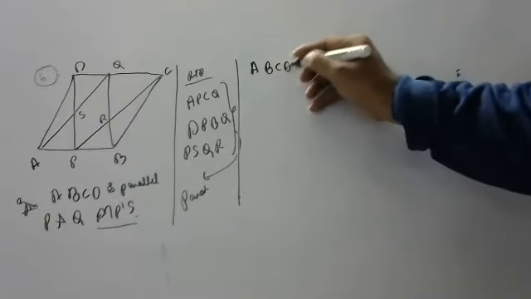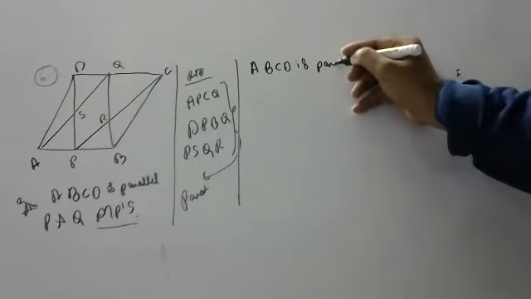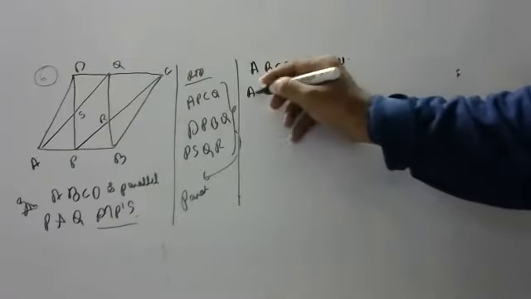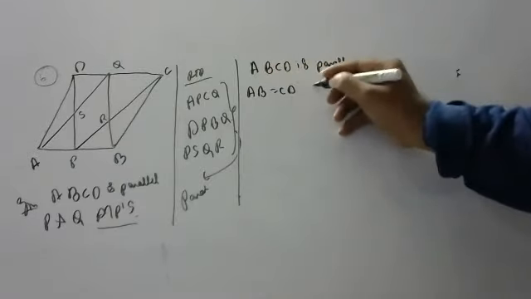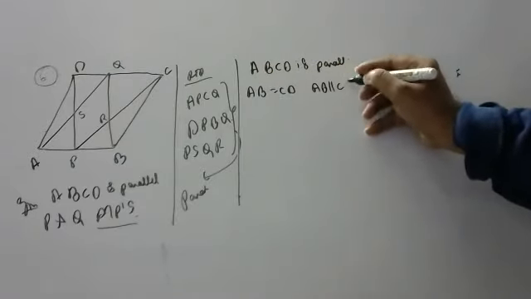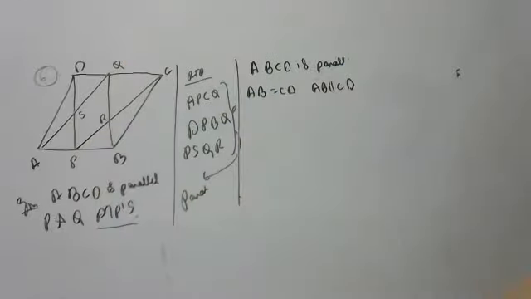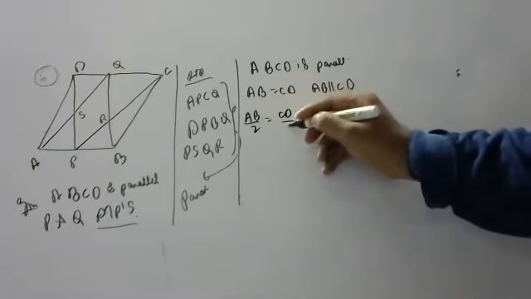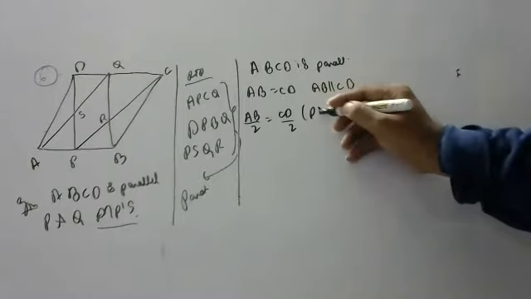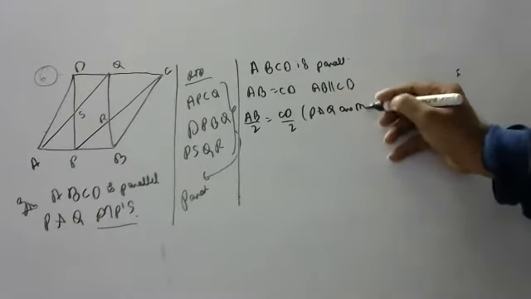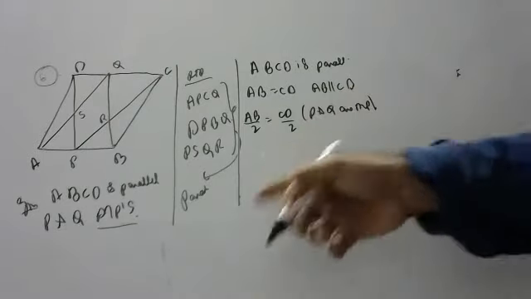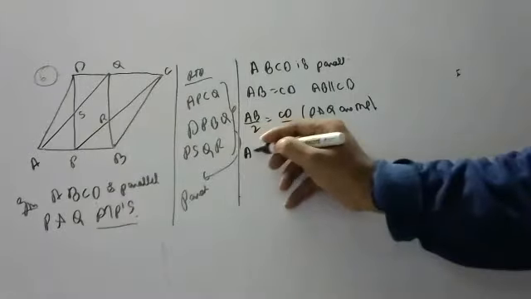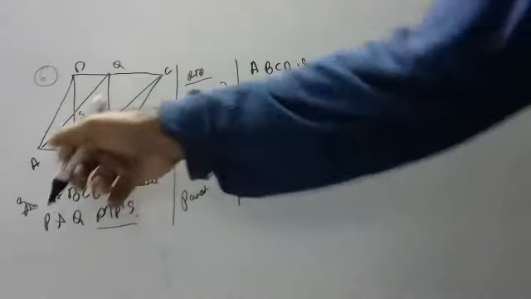ABCD is a parallelogram. Means AB is equal to CD, and AB is parallel to CD. AB by 2 is equal to CD by 2. I did why? Because P and Q are midpoints. If I say AB by 2, I can write it as CD by 2, I can write as CQ.